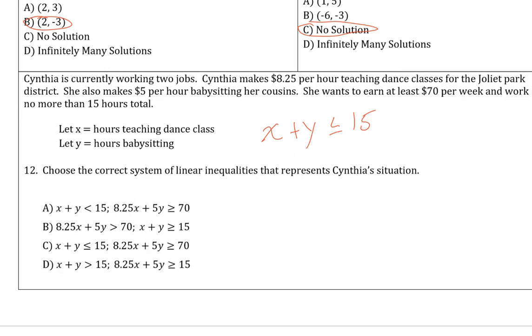If I think about how much I'm making, I get $8.25 for every hour teaching, and then I get $5 per hour for babysitting. So now if we think about that, we've said we want to make at least 70 per week, so we want greater than or equal to 70. So if we're looking at which one of these makes sense, we want choice C. So x plus y is less than or equal to 15, and then add them together greater than or equal to 70.